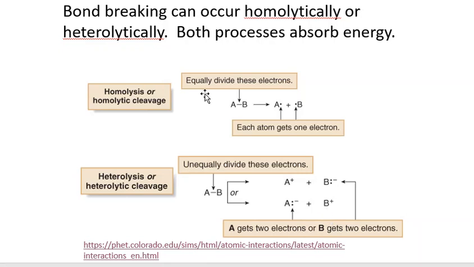Another main class of reactions are the radical reactions, where you get homolysis, where each atom gets one of the electrons in the bond.